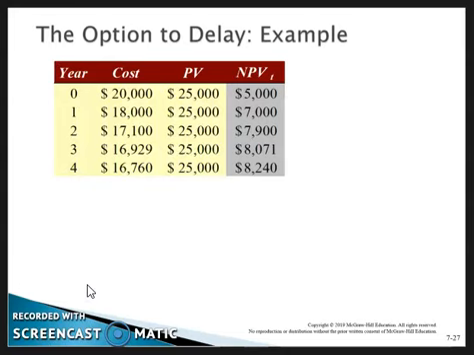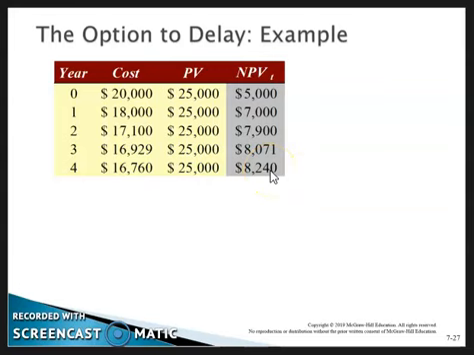Okay, so it's an example of an option to delay. There's a homework problem where you have an option to delay. So in this example, the cost of the project declines from 20,000 in year zero to 16,760 in year four. The present value doesn't decline, but you have to remember that this 25,000 is in year zero, and this 25,000 is in year four. So we have to present value those back to today.